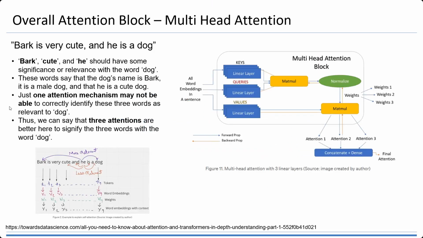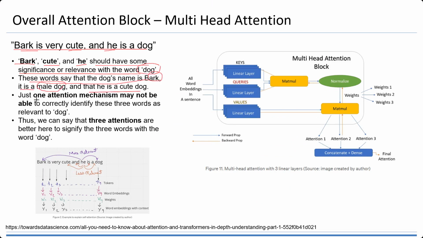So this is the explanation. Park is very cute and he is a dog. Park, cute, and he. So you can see Park, cute, and he should have some significance or relevance with the word dog. So it is relevant with dog. This word says that the dog's name is Park. It is a male dog, and he is a cute dog.